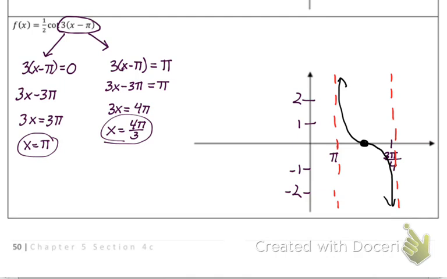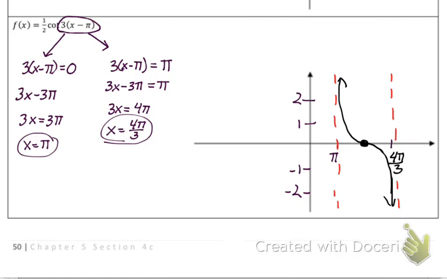Oh, I'm sorry, it's 4 pi over 3. It was me rushing through. That was me trying to get you out of there. But yeah, it was 4 pi over 3.